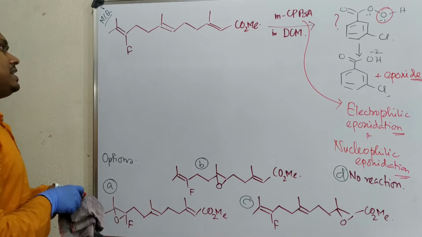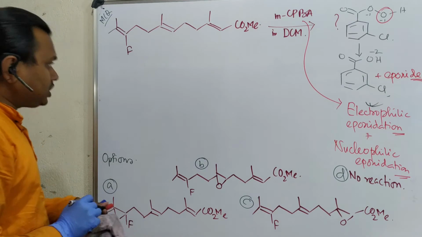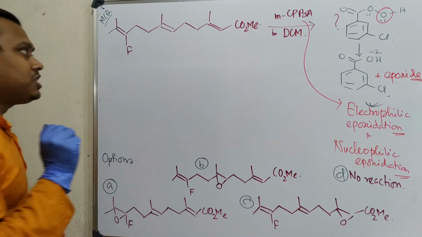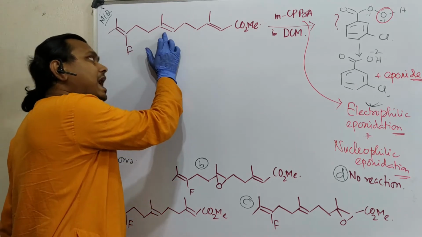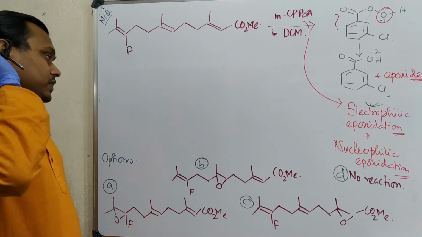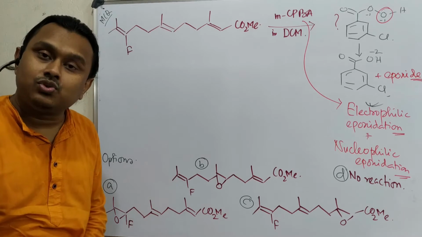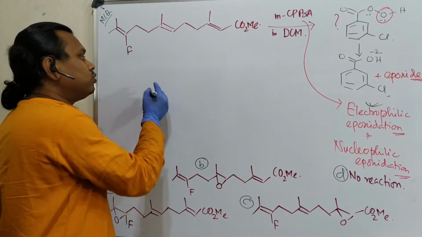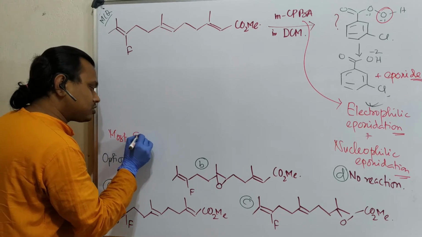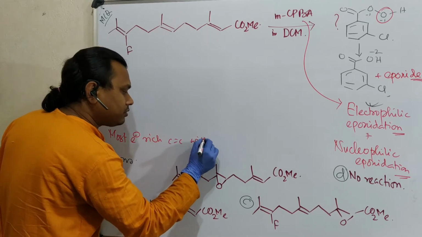Now the question is, in this case it will be electrophilic epoxidation as we said. So if it is electrophilic epoxidation, where will the reaction occur? Electrophilic epoxidation means the alkene or double bond will act as a nucleophile. So if the double bond acts as a nucleophile, then which double bond will act as the nucleophile? Obviously the most electron rich double bond. So the most electron rich C=C double bond will react.